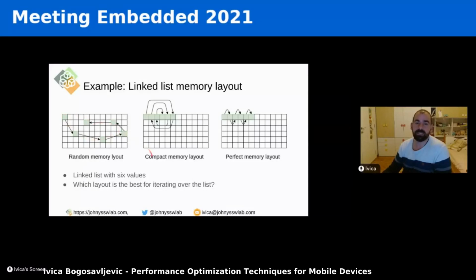The second is compact memory layout. So they're compactly packed in memory. There is no wasted space between nodes, but they're not neighboring. So this is the first, then we go to the second, then the third, then the fourth, then the fifth, then the sixth. So the logically neighboring nodes of the linked list are not neighbors in memory.